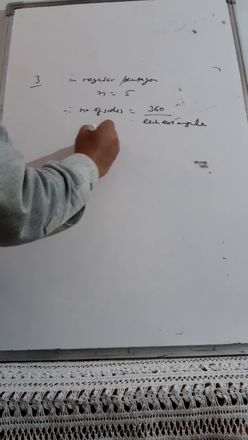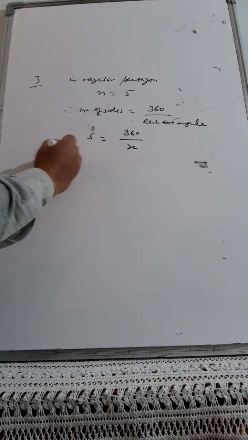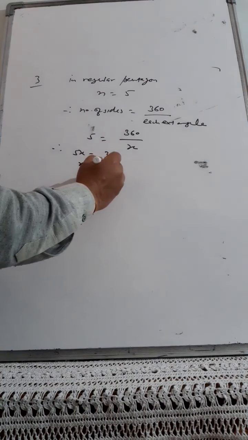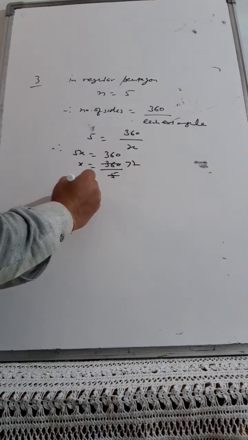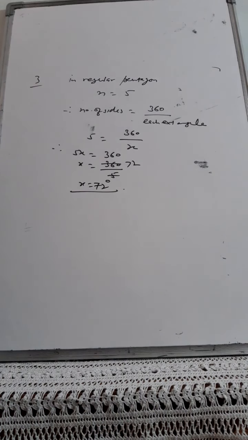So the number of sides is 5. Here it is 360. Let that be x. Therefore 5x is equal to 360. So what is x equal to? 360 upon 5. Seven 7s are... and 2s are... So x is equal to 72 degrees. So 72 degrees will be the answer for this.